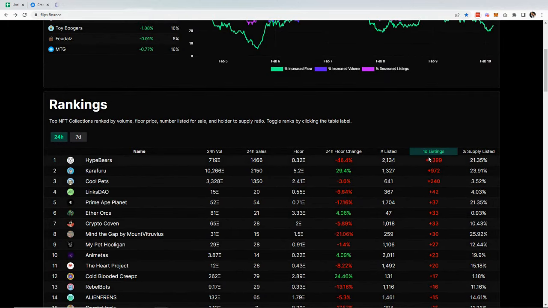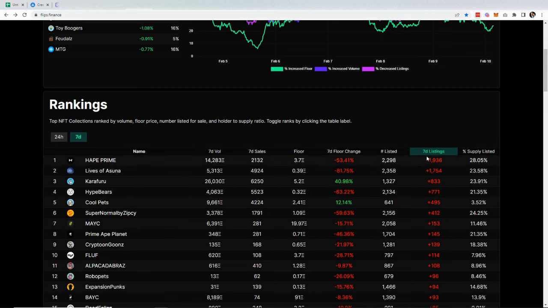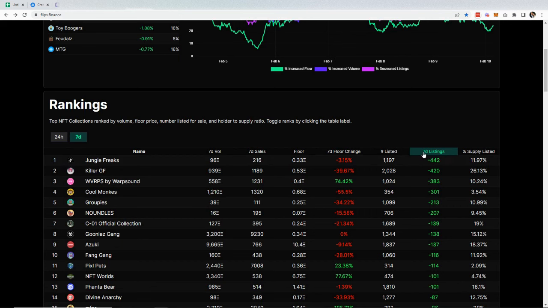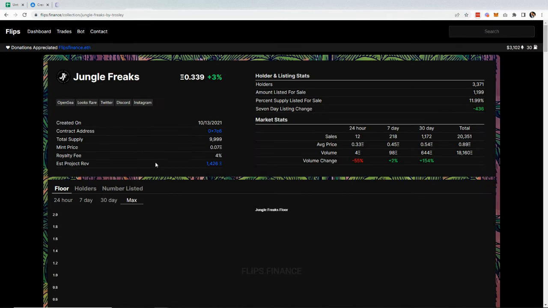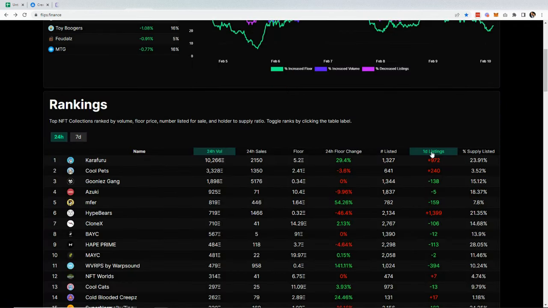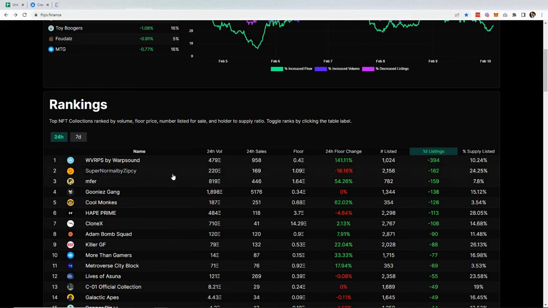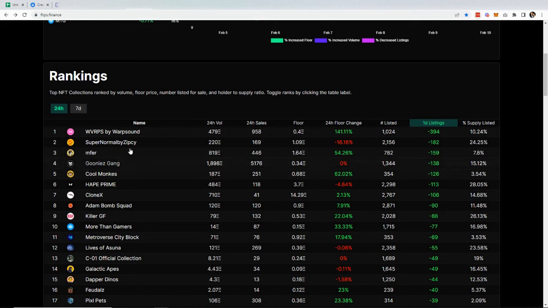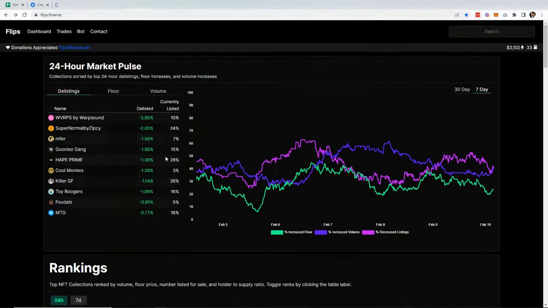Another thing you can do is click on 1-day delistings or 7 days delistings, to be honest. If you filter by green, so it shows the collections with fewer things listed, then you're basically going to find collections where people are bullish on them and they are not listing, they're buying them and not listing them again. So that's a good hint of things people are getting excited about. It's another way for you to find good collections.